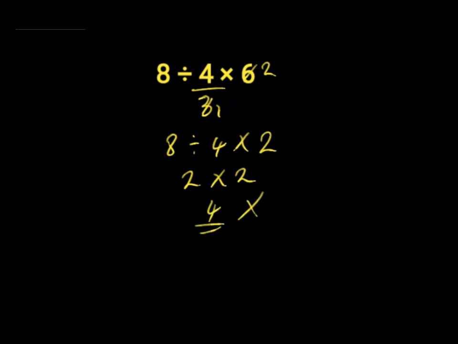4 is the wrong answer to this question because according to the order of operations, we have to solve division first before solving multiplication, which means we have to solve 8 divided by 4 over 3 first. Let us solve the right answer to this question.